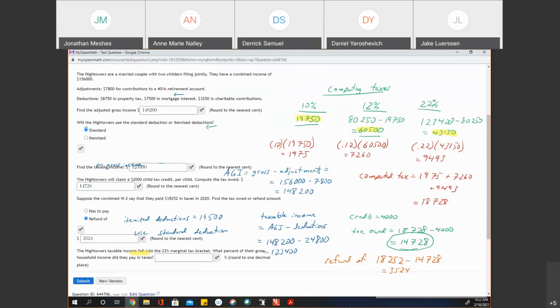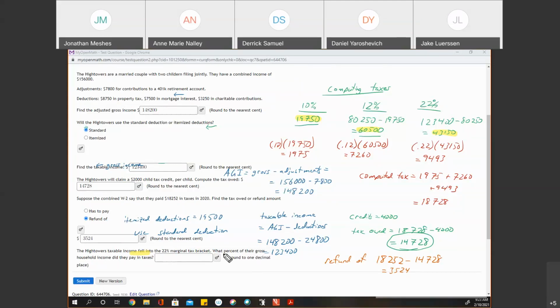Okay. All right, this last one can be confusing. The Hightower's taxable income fell into the 22% marginal tax bracket, right? We saw that, right? Their taxes went into the 22. What percent of their gross household income did they pay in taxes? So the way to get through a question like this is to see if you can translate it back into a math equation like we did at the very beginning of the chapter, right? When we were working on percents, we said, okay, if I take a percent of this thing and it is this number, right, I can turn that into a math equation, okay, by turning the words into symbols.